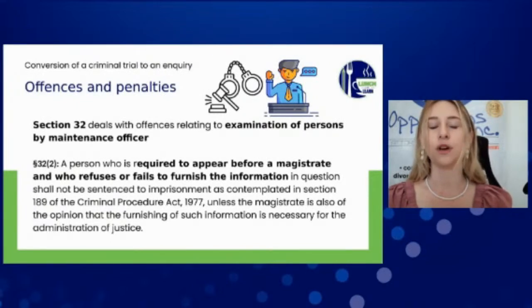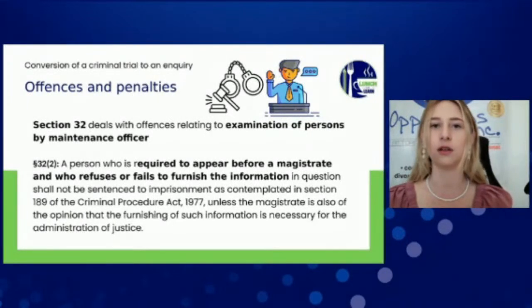So this is where someone appears before the maintenance officer who needs specific information. This person fails to provide that information. They will be held liable in terms of Section 189 of the Criminal Procedure Act only if the magistrate is of the opinion that that information was necessary for the administration of justice.